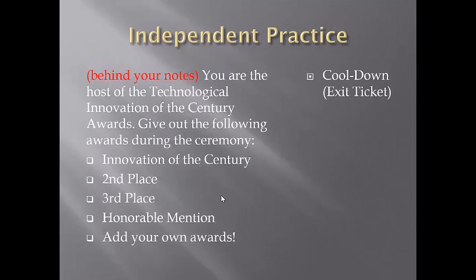Okay. Now it's time to jump to our independent practice, and you essentially have two tasks here. The first one is the exit ticket. Okay, so that one I'm collecting today. The second one you're going to do right behind your notes, and I want you to imagine yourself as the host of the Technological Innovation of the Century Awards. I want you to give out the following awards: Innovation of the Century, second place, third place, honorable mention. You can even add in your own awards. Think about all those great inventions during this time period. Which ones were the best?